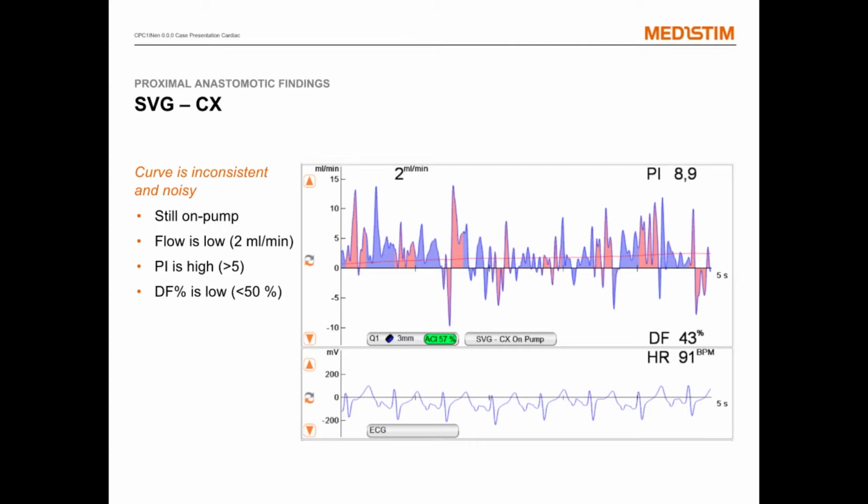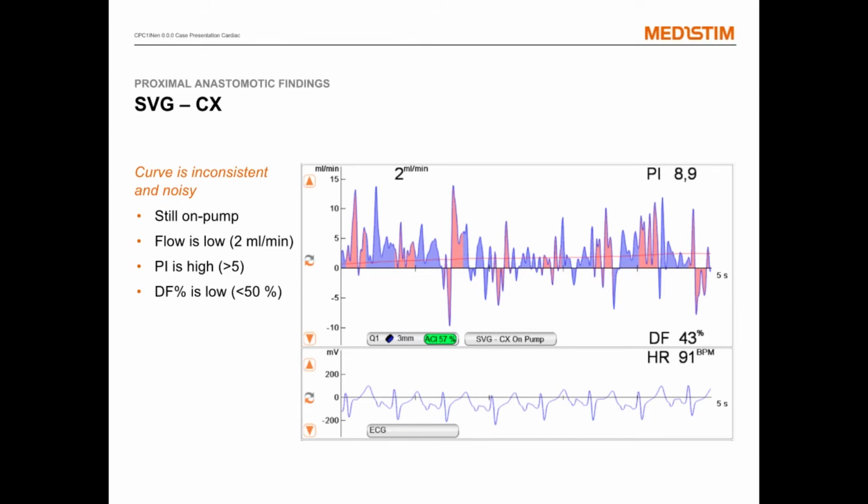Then TTFM of the saphenous vein graft to circumflex was measured. The flow curve looks noisy and inconsistent, with high pulsatility index and low flow. Papaverine was first used to identify potential spasms in the coronary bed, but without any findings. A closer visual inspection of the proximal anastomosis indicated this to be a bit flat.